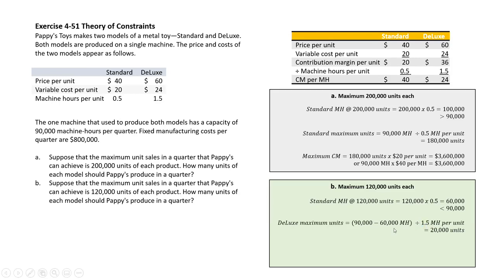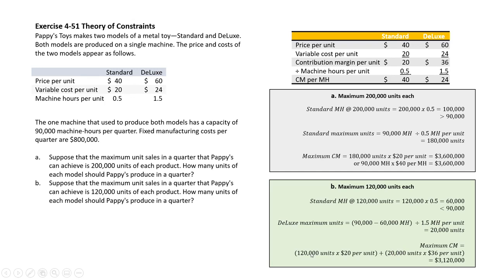How many deluxes can we produce? Well, if we had 90,000 hours and we spend 60,000 on standards, we have 30,000 hours left. Divide it by the 1.5 machine hours that it takes to make a deluxe, and we can produce 20,000 units of deluxe. What's the maximum contribution margin?